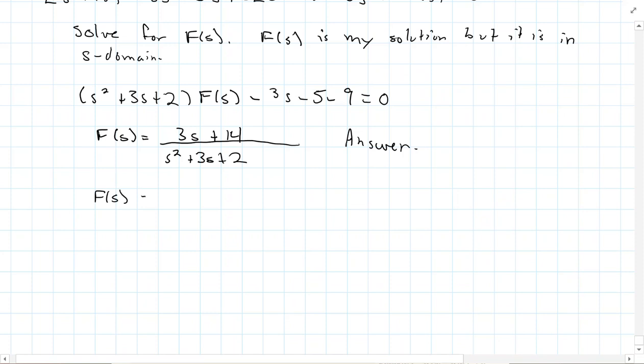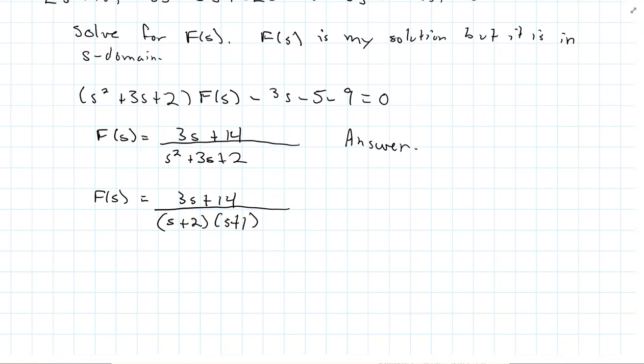So F of s is going to be 3s plus 14 over, well, this would just factor to s plus 2 times s plus 1. Okay, but I'm still not ready to write a solution down because I need to break this apart so that I can use my Laplace table, and so this is actually where we're going to bring up partial fraction expansion again. And so I'm saying this is definitely not necessarily a shorter way of solving the problem, but it is using Laplace transforms to solve the problem.